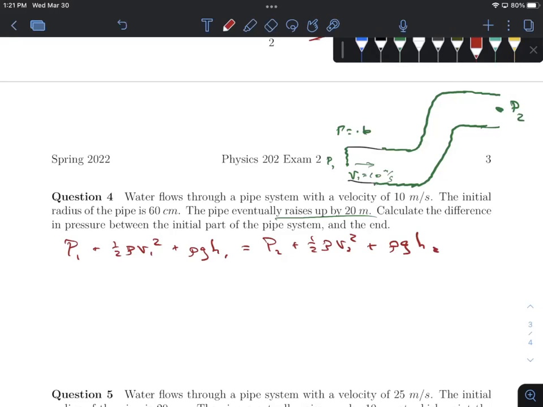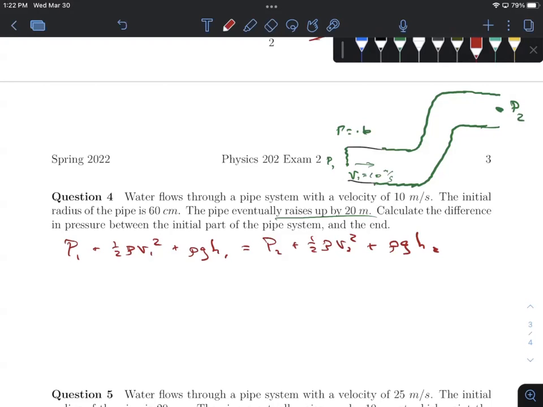So this gives us 3 pieces of information per location. The pressure that's at that location, P. Then there's a term about the speed of the fluid, and the speed of the fluid has to do with the size of the pipe. And then there's a term about how high or low the pipe goes. Does it raise up? Does it fall down? Does it stay straight? So at each location, we have all 3. Now notice this particular pipe system, what happens? The only thing that happens to this pipe is it goes up 20 meters.